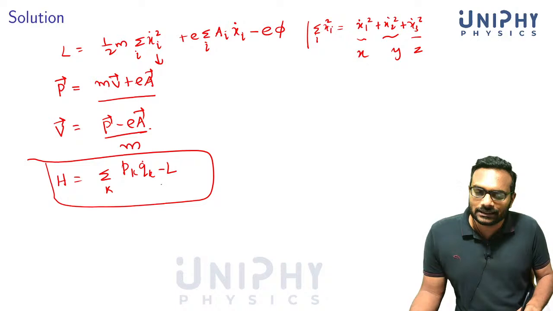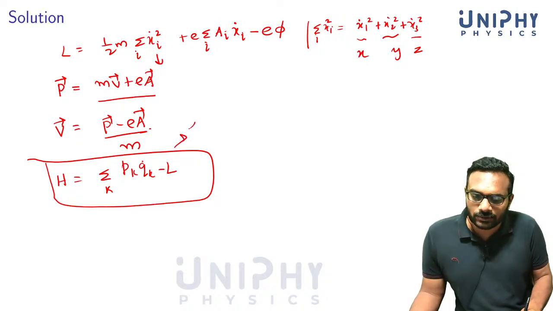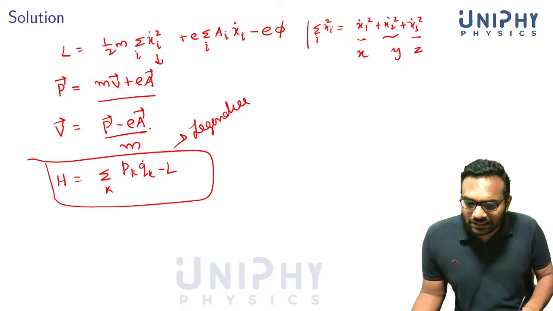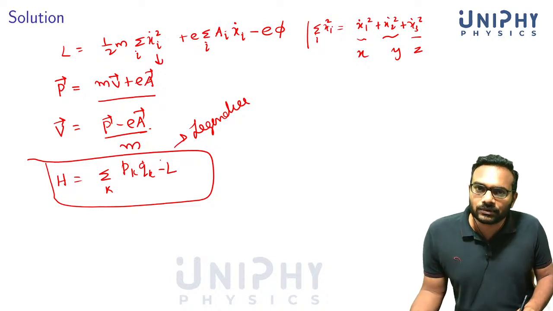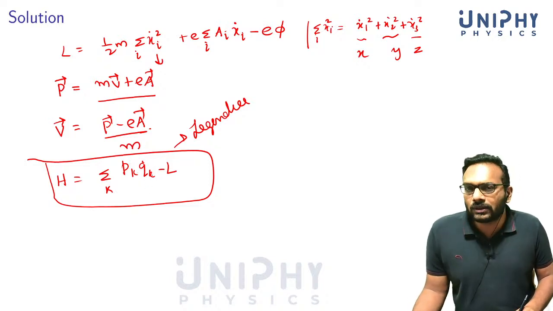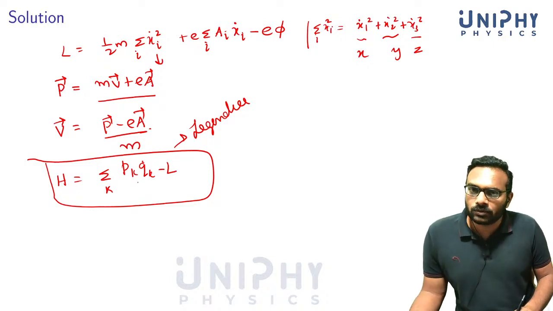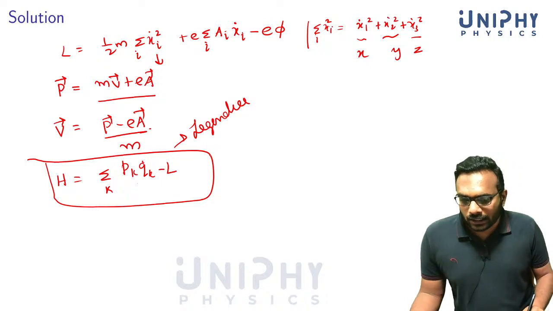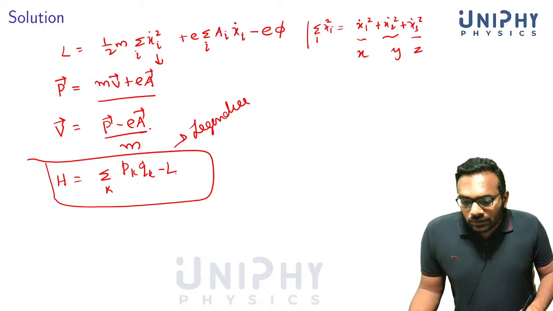Once you know the Lagrangian, this is known as a Legendre transformation. You make a Legendre transformation to get the Hamiltonian, which means that you need a function where all the q_k dot will be written in terms of the momenta. We don't need velocities in the expression for the Hamiltonian, so we will write it in terms of the momenta. All right, that would be the Hamiltonian.